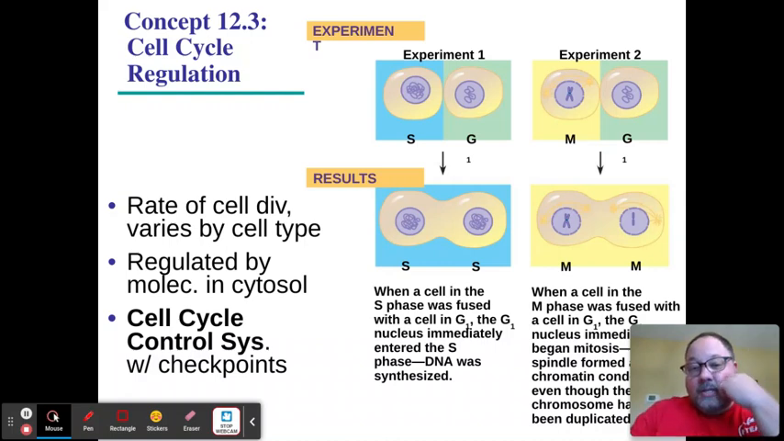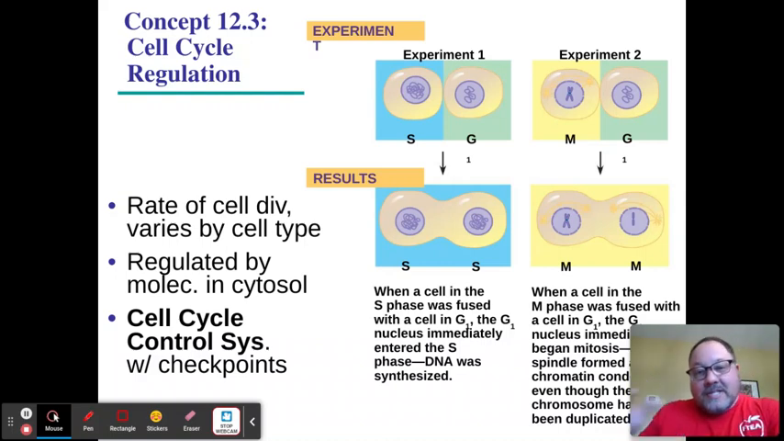Now, when we last met, we were talking about the cell cycle, the life of a cell, and how that includes both interphase, the period between cell divisions when cells are sort of doing their thing, and then M phase, which is also cell division, which includes mitosis, the division of the nucleus, and cytokinesis, the division of the cytoplasm.